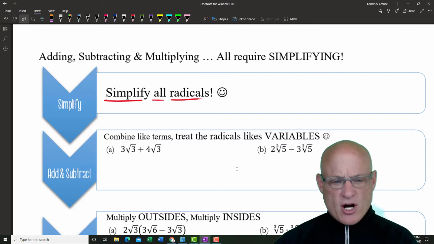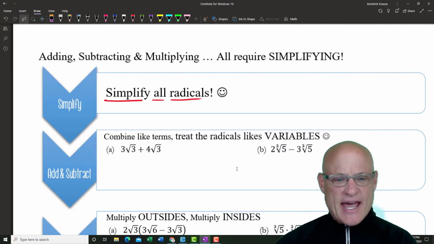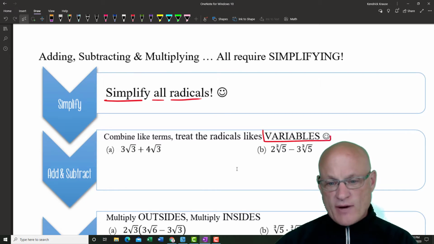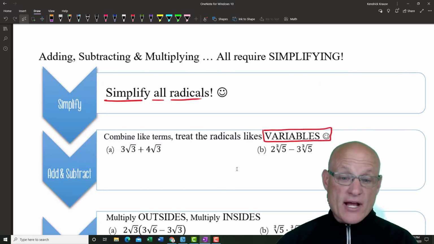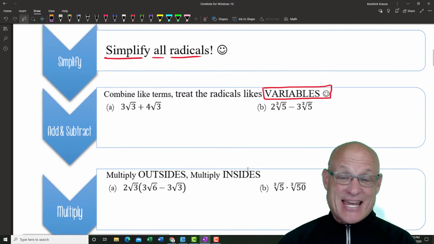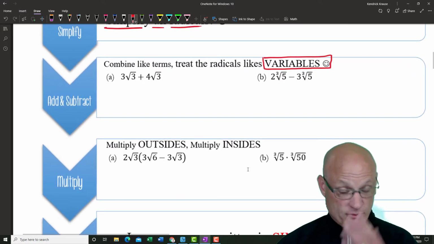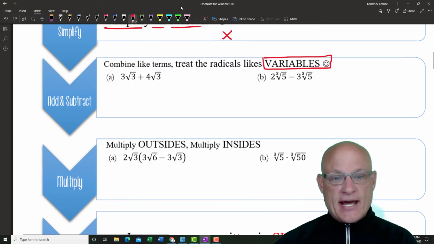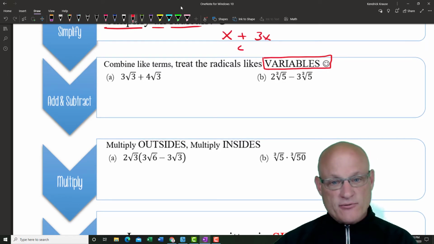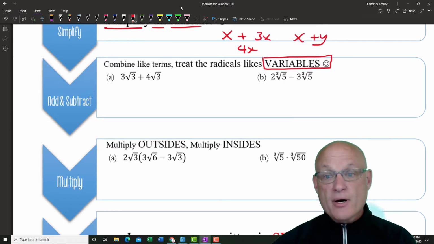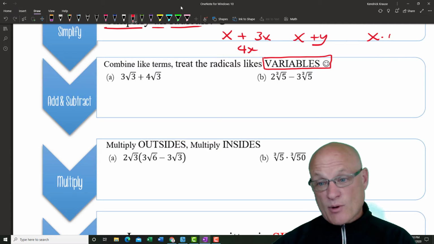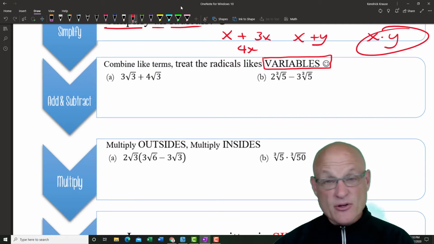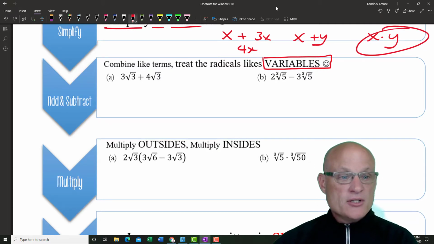The other thing we're going to talk about is when you add, you have to treat radicals like variables. They have to have the exact same thing. Then you can add or subtract them. Multiplying is a different beast. For example, I can add x plus 3x and get 4x. I can't add x plus y. But I can multiply x times y. But I can't add them. There's nothing to do there. We just leave them. All right, so treat them as variables.